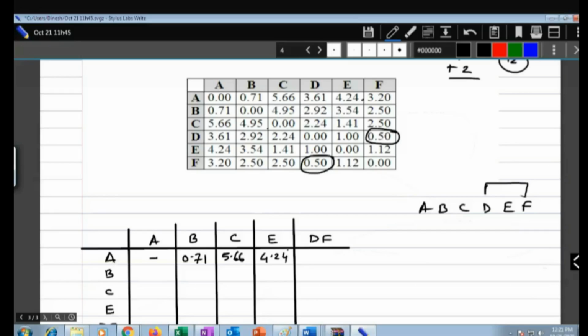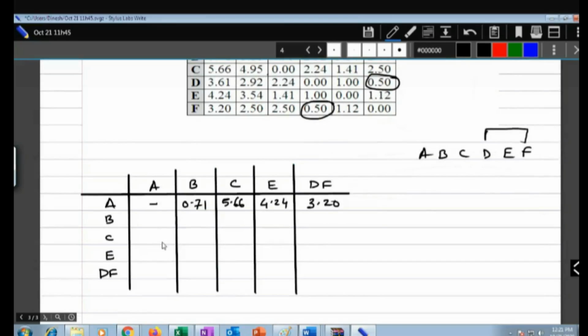Okay, now what about A to DF? Since D and F are merged, you have to find the distance between D and F. Considering D and F together, and since it is single linkage, I will pick the minimum value, which is 3.20. So I will write 3.20 here. Got it? A to B, no need to write because it is symmetric.